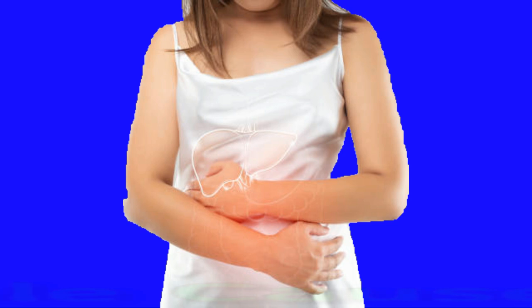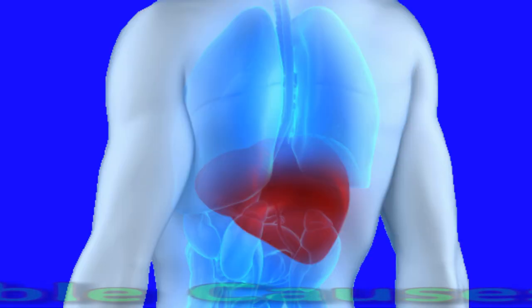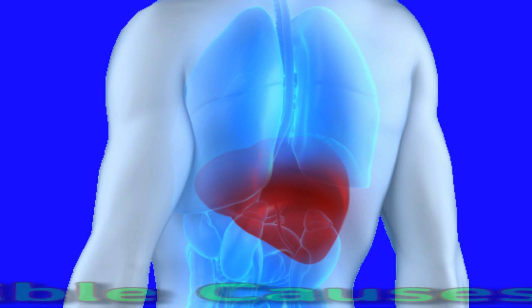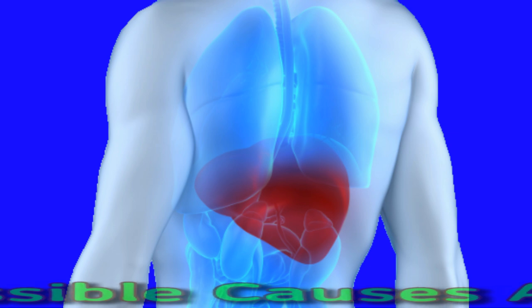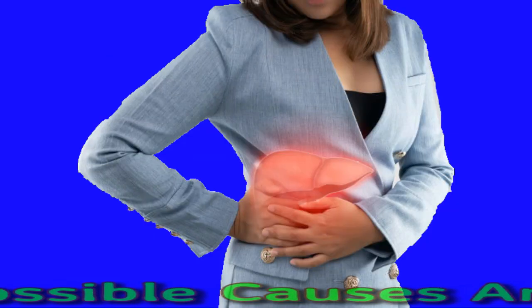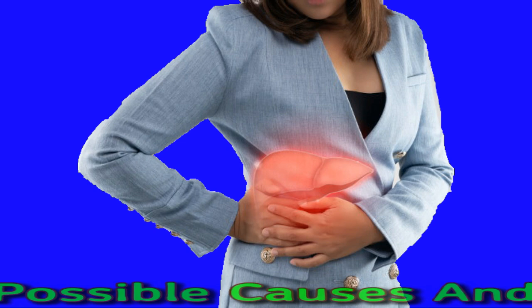Liver pain, possible causes and prevention. Pain in the upper right abdomen or shoulder could be due to a liver problem. Identifying the underlying cause and getting proper treatment can help preserve liver health.